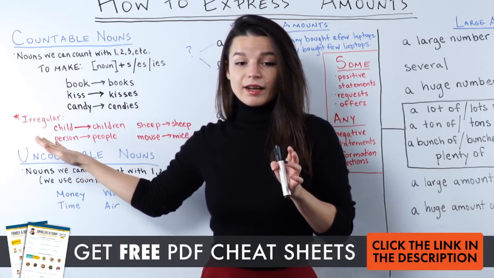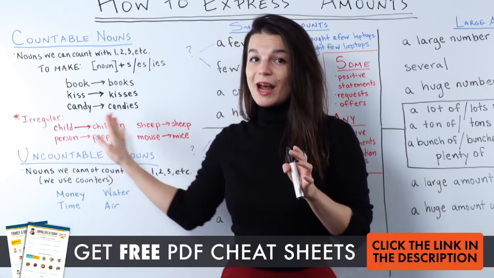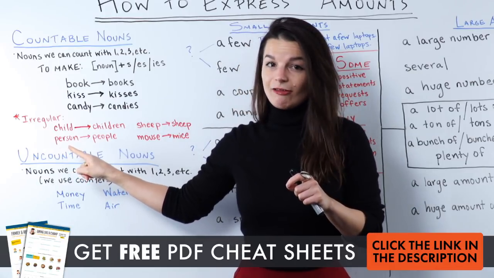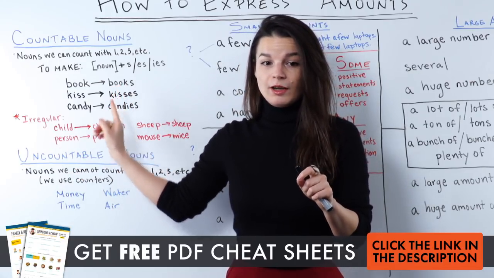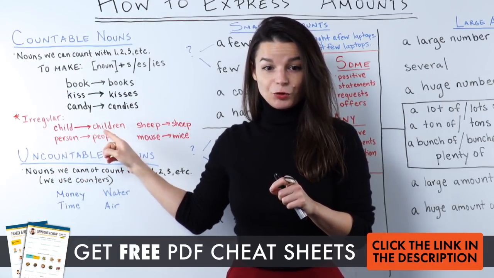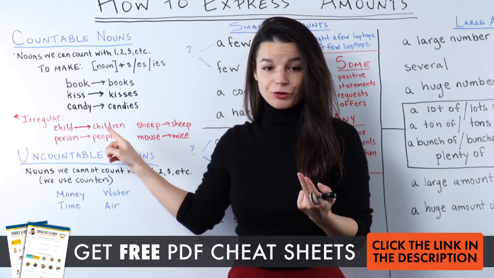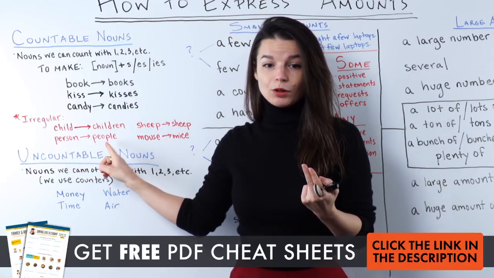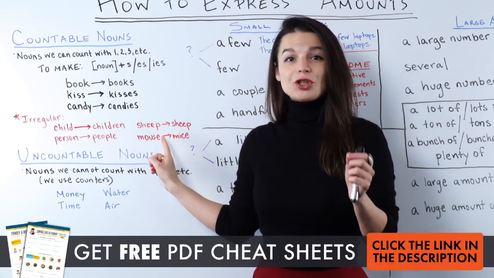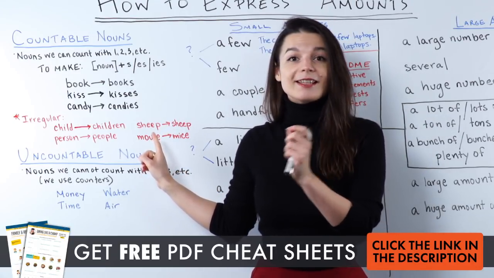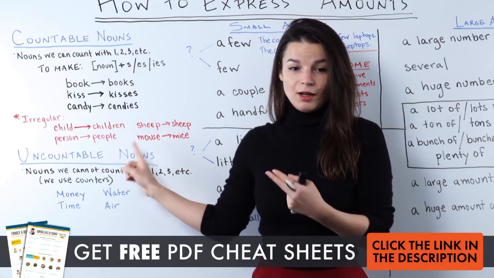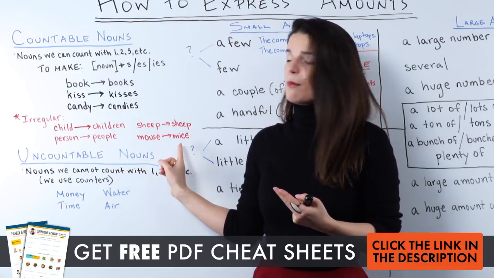So not regular. Irregular, these are a few examples of irregular countable nouns, which means they do not follow this S rule. For example, one child, two children. So child becomes children in the plural form. 3 children, 4 children. One person, 2 people. In these cases, and with a few animals, there's no change between the singular and the plural form. So like sheep becomes sheep, like 1 sheep, 2 sheep. Mouse becomes mice as well.